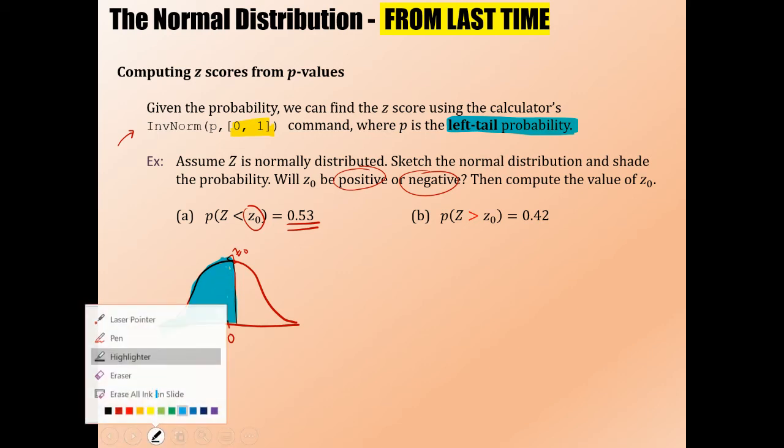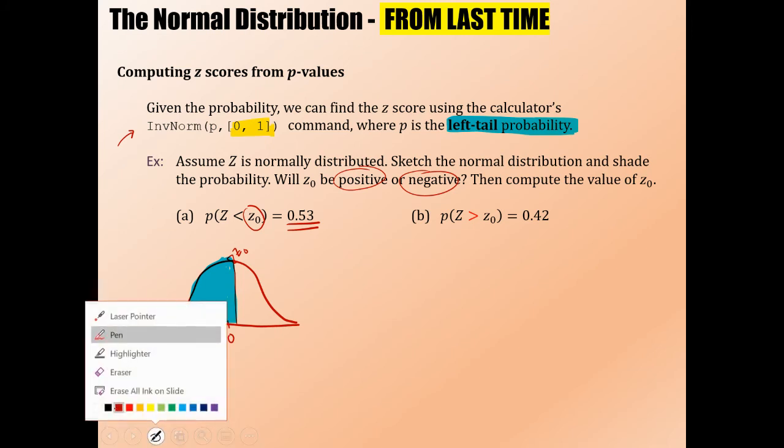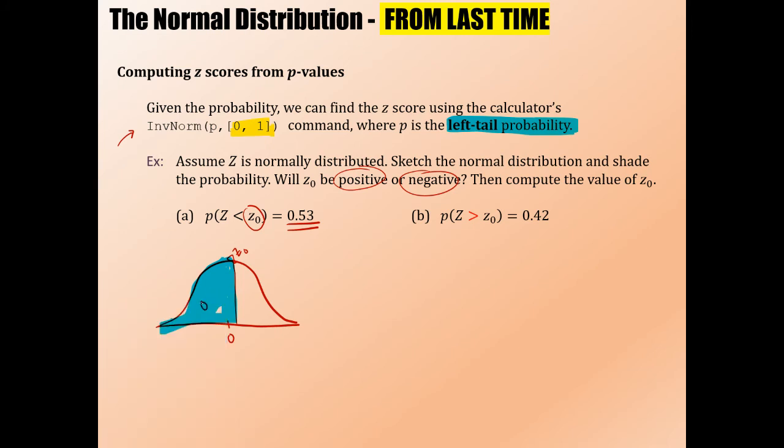That's interesting. Would be 0.53. Okay, so I know that I want my z-score to be positive here. I'm going to make a note of that. Over here, be careful. Pay attention to the fact that it's greater than. Okay, so 0.42 is greater than.